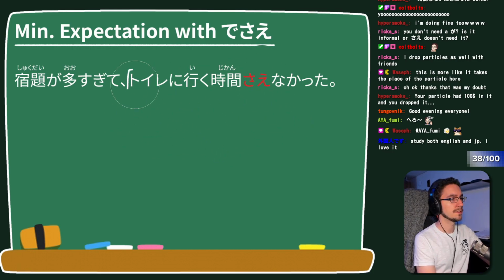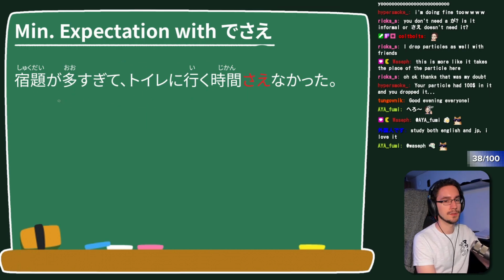So here we have this sentence, 宿題が多すぎて. So there was so much homework. 多い means a lot, right? 多すぎて means too much. We've already talked about すぎる. If you've forgotten about すぎる, then I have a lesson on that. I'm not sure if I've uploaded it to YouTube yet. I should get back to that. But if I have it uploaded, that would be a thing you could review.